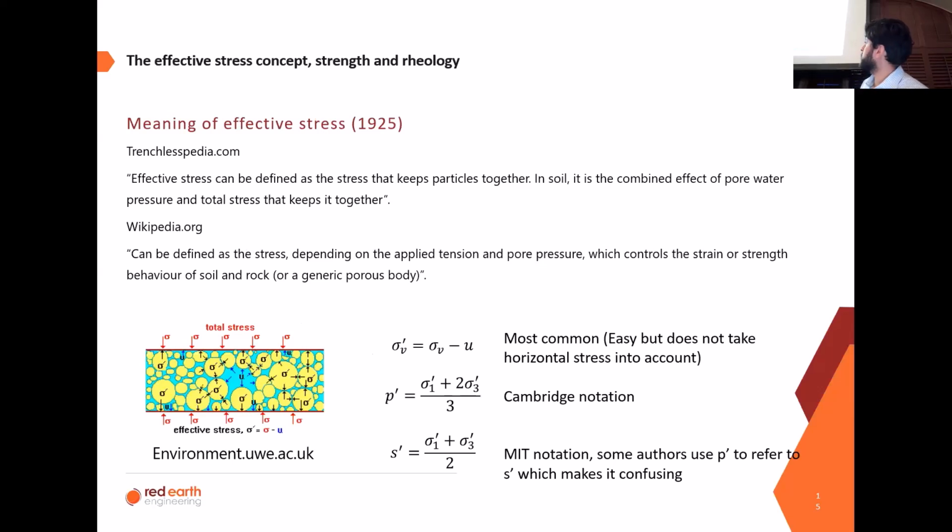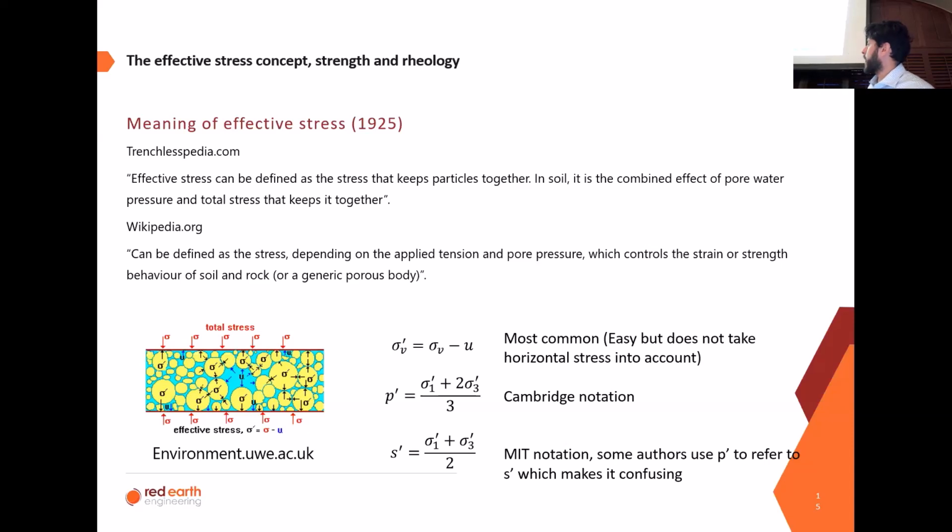Okay, so this is why I asked you the initial question when I started my presentation, because I want to understand, do we know what effective stresses are? We don't know it. So, a couple of Google searches on the internet, and I really like the first definition. Effective stress can be defined as the stress that keeps particles together. In soil, it is the combined effect of pore water pressure and total stress that keeps it together. So effective stress is what bonds soil particles, right? And pore water pressure is what tries to break them apart.